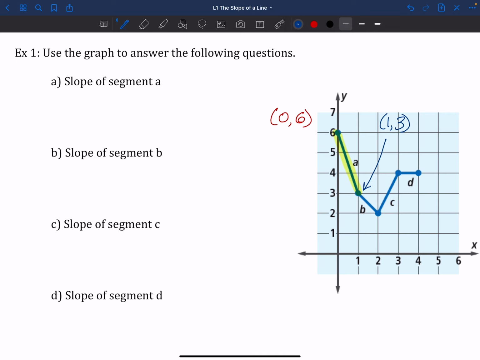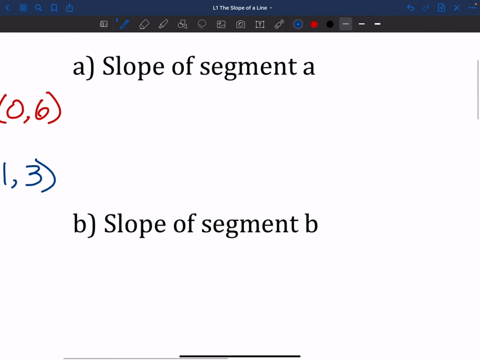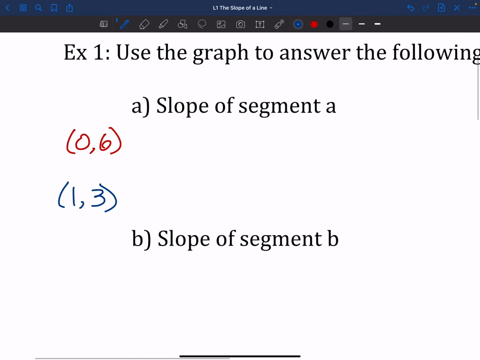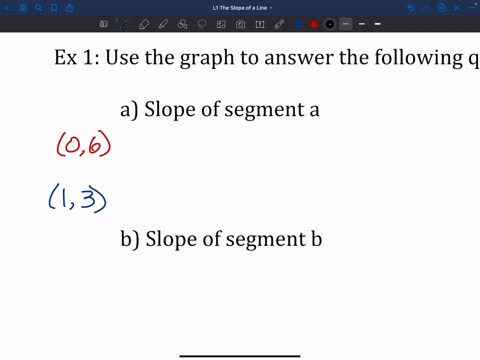So we're just going to transpose those over here. Our first point is 0, 6. Our second one is 1, 3. I'm going to clean up our graph a little bit since we're going to keep on using it. To find the slope of segment A, we need to use those two points, with the slope formula that we just talked about. This first point, let's call that x1, y1. The second one, let's call that x2, y2.